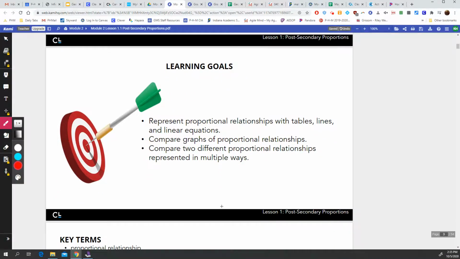Here's the goals of the lesson. We're going to represent proportional relationships in different ways. We're going to represent them with tables, with lines, and with linear equations. We're going to compare graphs of proportional relationships, and we're going to compare two different proportional relationships that are represented in multiple ways, meaning one might be represented with a table, one might be represented with an equation, another one might be represented with a graph of a line.